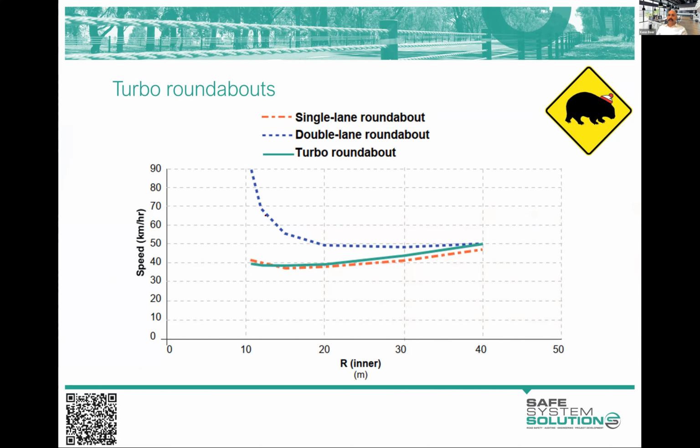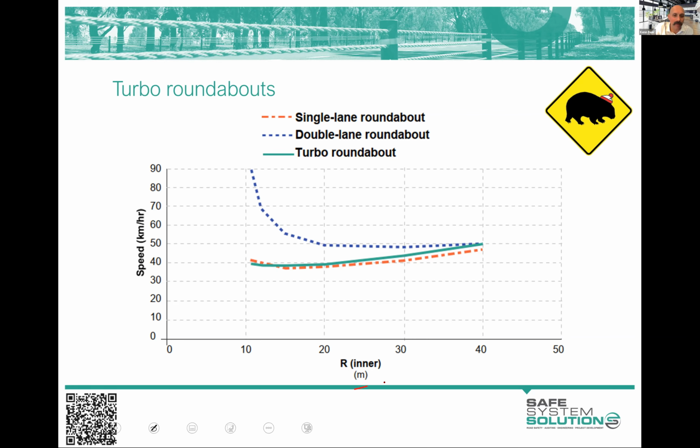But not all roundabouts are the same. Two-lane roundabouts don't tend to operate as effectively as single-lane roundabouts. But there are things available called turbo roundabouts, which are an interesting concept of a two-lane roundabout that pretty much performs as well from a safety perspective as a one-lane roundabout. So you're getting increased capacity with the safety features.